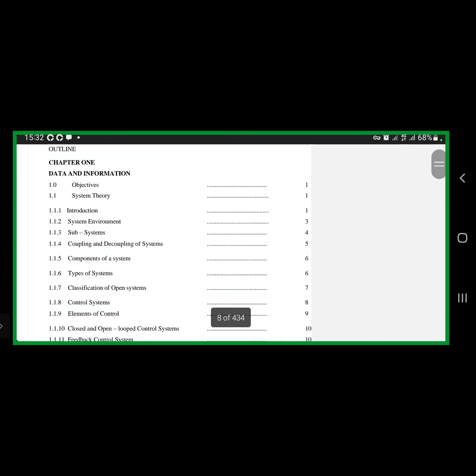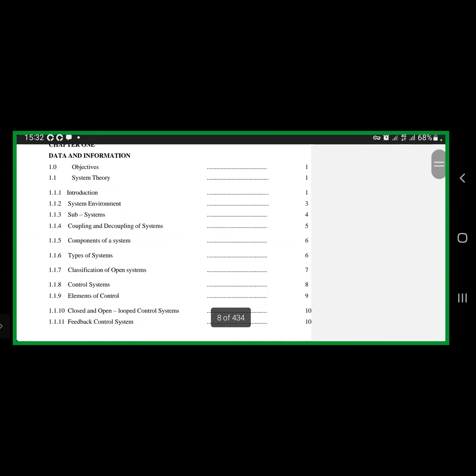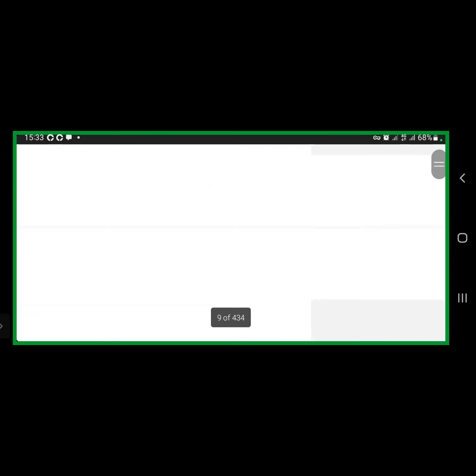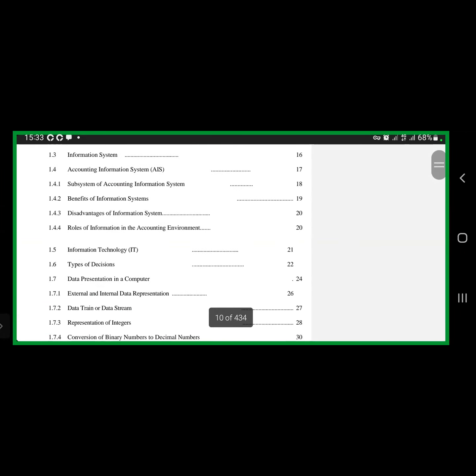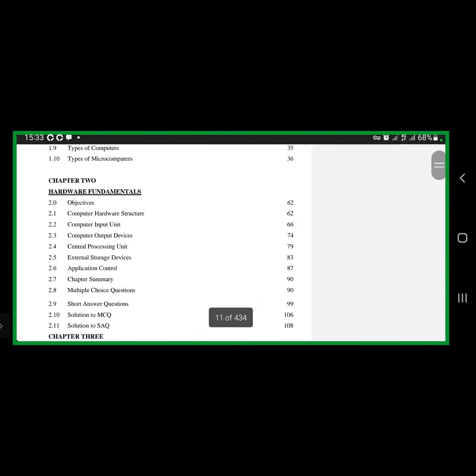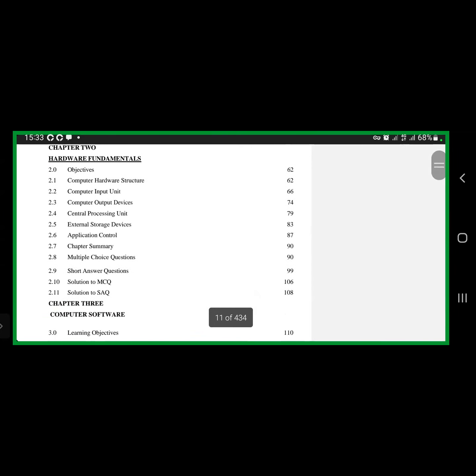So chapter one says data and information. So we'll be looking at data and information. Data is the raw input, while information is the output of processed data. So we'll be looking at the different subtopics under data and information. Chapter two talks about hardware fundamentals.